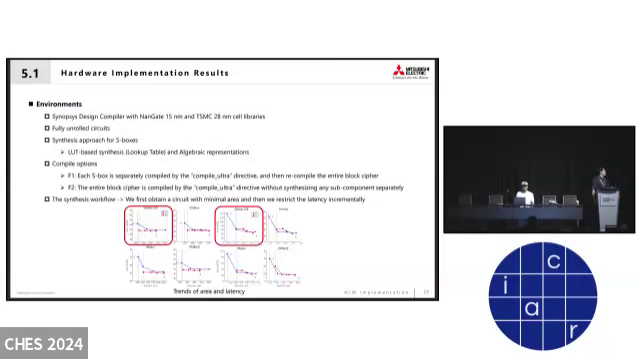Lastly, I'll briefly introduce the hardware implementation results. For the environment, we evaluate the fully unrolled circuit, and we try two compile options. The first one, F1: each S-box is separately compiled by the compile ultra directive and then the entire cipher is recompiled. And in F2, the entire block cipher is compiled by the compile ultra directive. As a result, in many cases F1 is better when you want to optimize the latency, and F2 is better when you want to optimize the area.